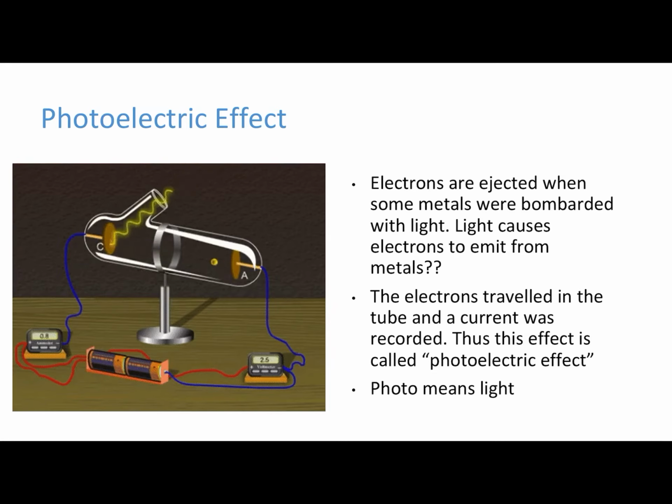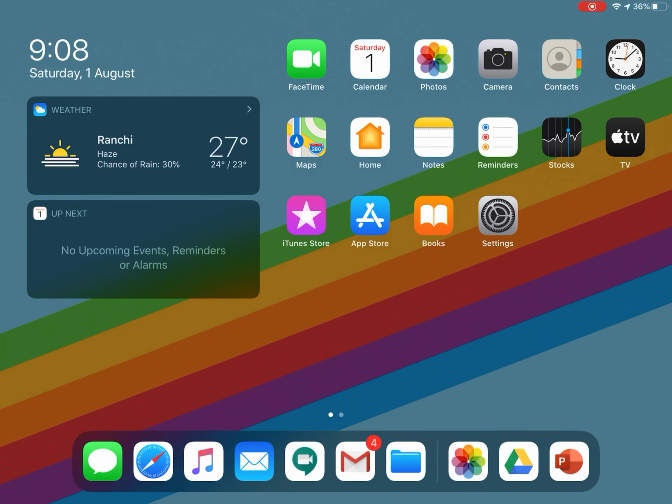In 1887, Heinrich Hertz performed a very interesting experiment in which electrons were ejected when certain metals like potassium, rubidium, and cesium were exposed to a beam of light. The electrons travel in the tube and current was recorded. Thus, this effect is called the photoelectric effect. On the basis of the experiment, he observed that electrons are ejected when some metals are bombarded with light. Light causes electrons to be emitted from metals.